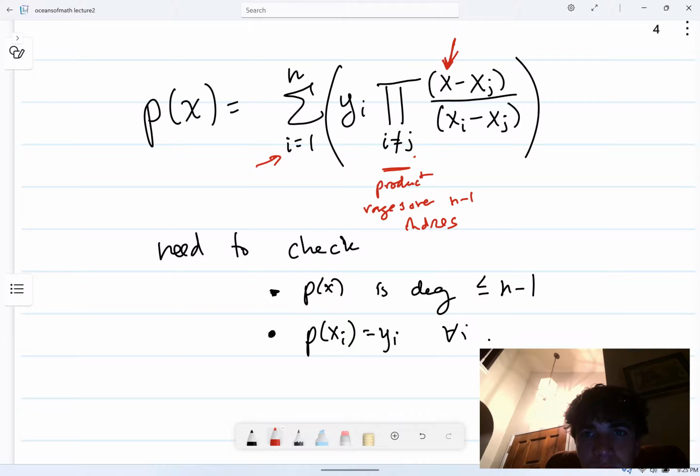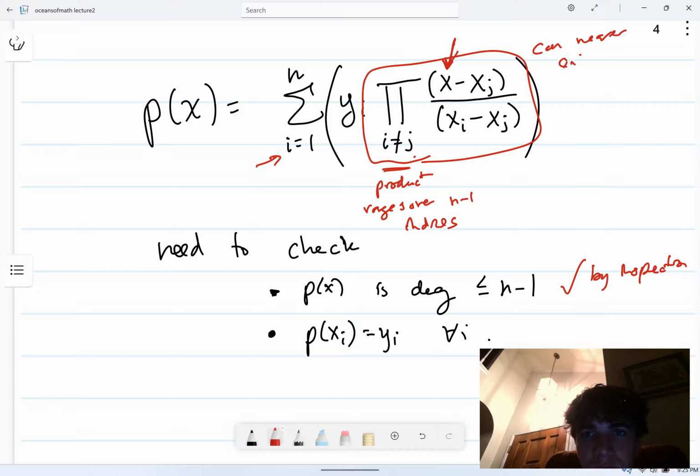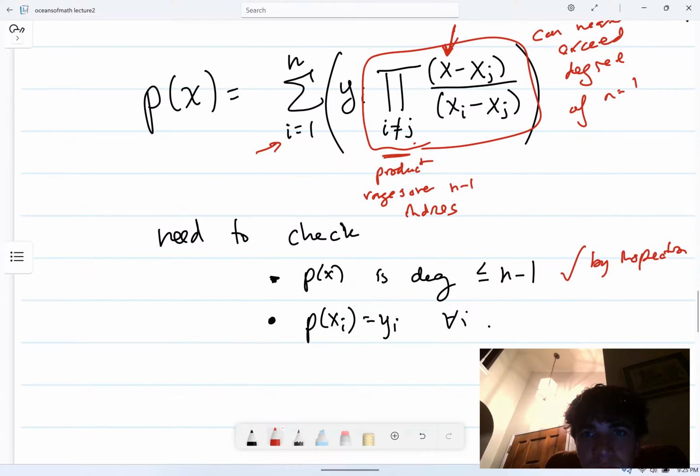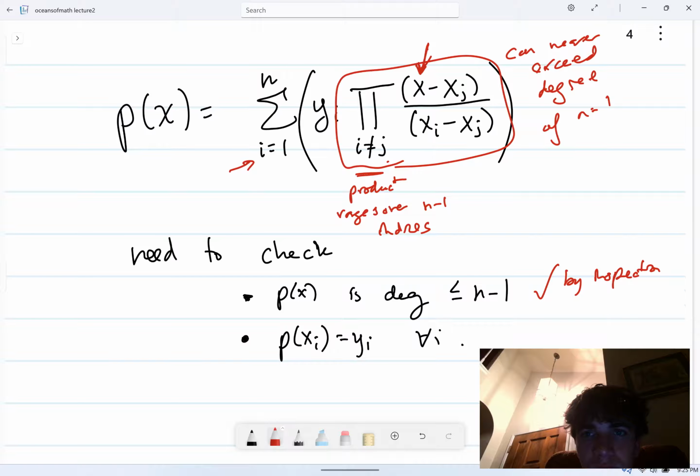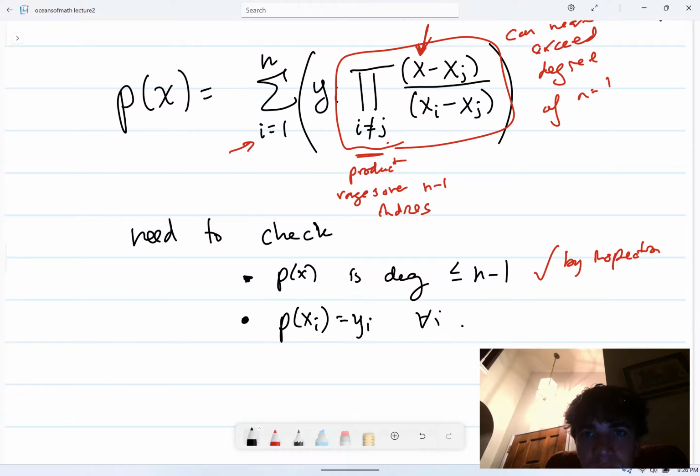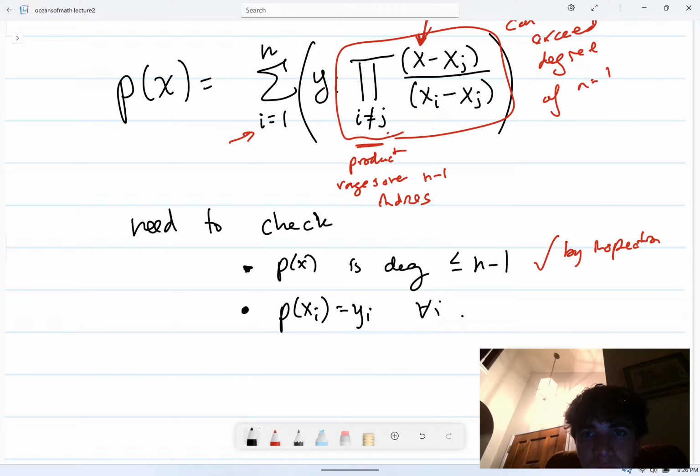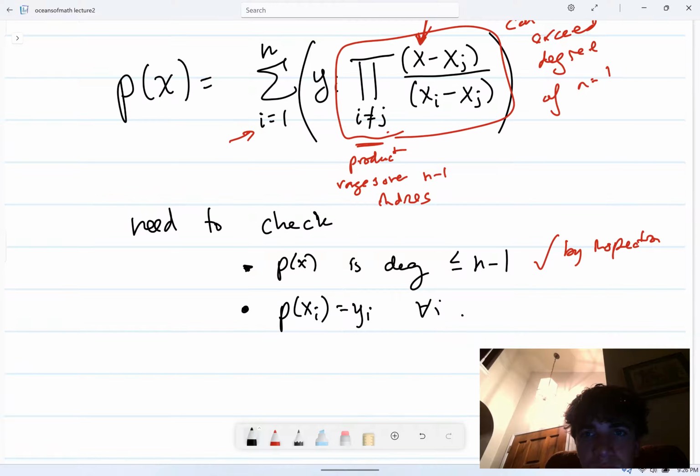So just by inspection, we could have terms that cancel, and so we could have something less than n minus 1. But this product term here can never exceed degree n minus 1, okay? And so the first thing that we need to check is true by inspection. Now the second piece, which is the important part, is saying does P actually satisfy these initial conditions?